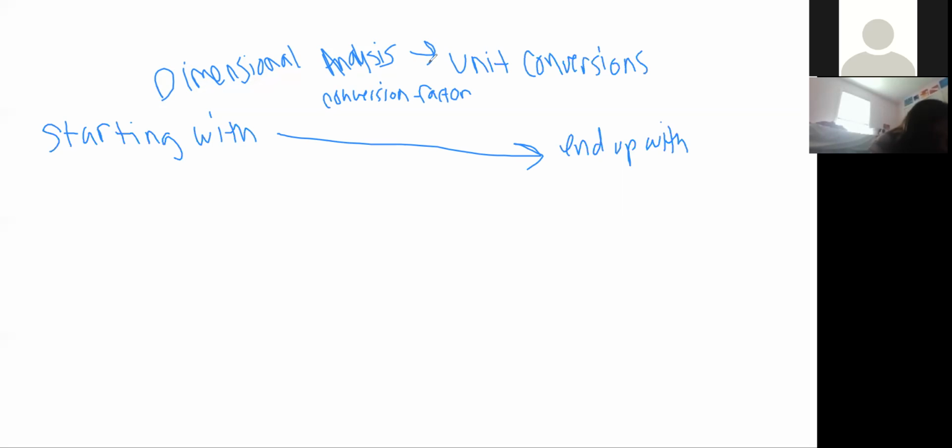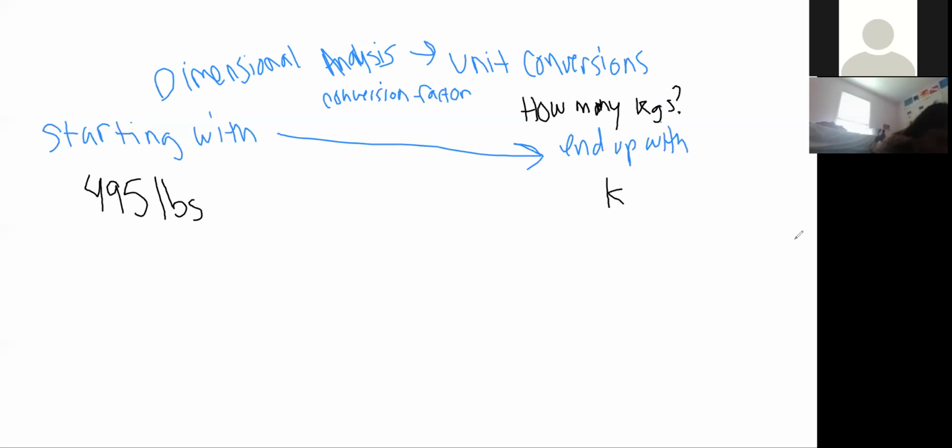This is the same example that's on the video that I posted earlier, but I'm going to do this one here with you guys so I can walk you through step by step with it. So the video had starting with 495 pounds, and the question was, how many kilograms are in 495 pounds? So we're starting with 495 pounds. We're going to write that down first. We want to end up with kilograms.